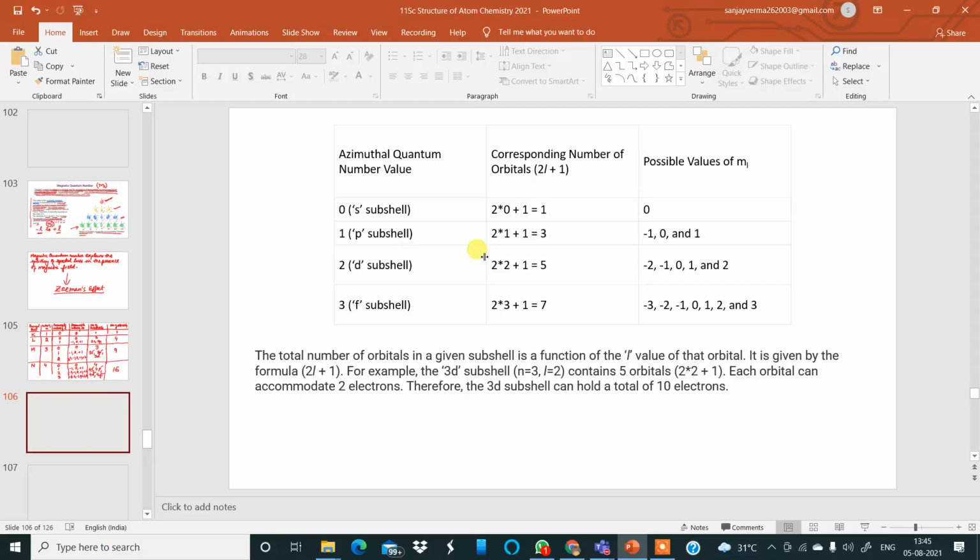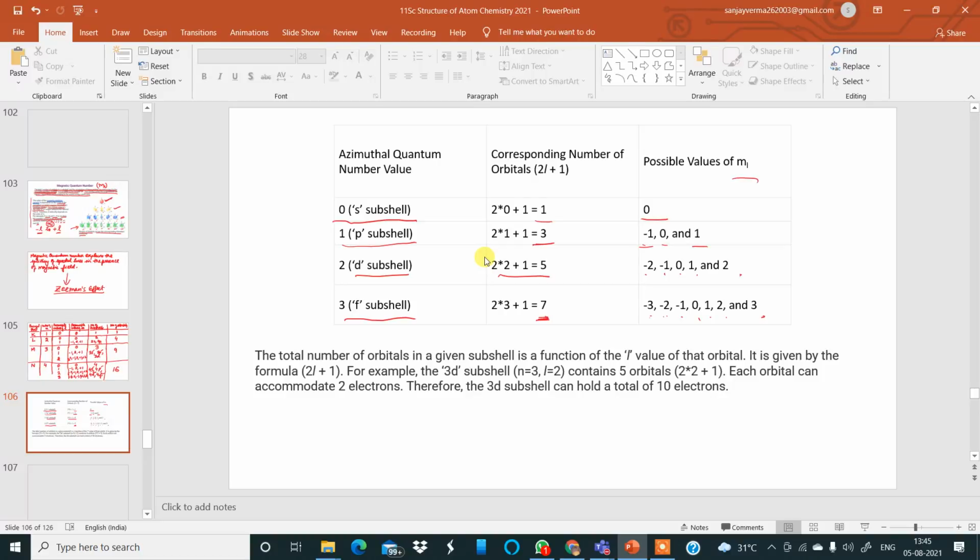Azimuthal quantum number value for the s subshell is 0, and the corresponding number of orbitals is 1, with the possible value of m being 0. For the p subshell, it is 3 orbitals, and the m values will be minus 1, 0, plus 1. For the d subshell, the number of orbitals is 5: 1, 2, 3, 4, and 5. For the f subshell, it is 7, so here we have minus 3, minus 2, minus 1, 0, 1, 2, and 3.